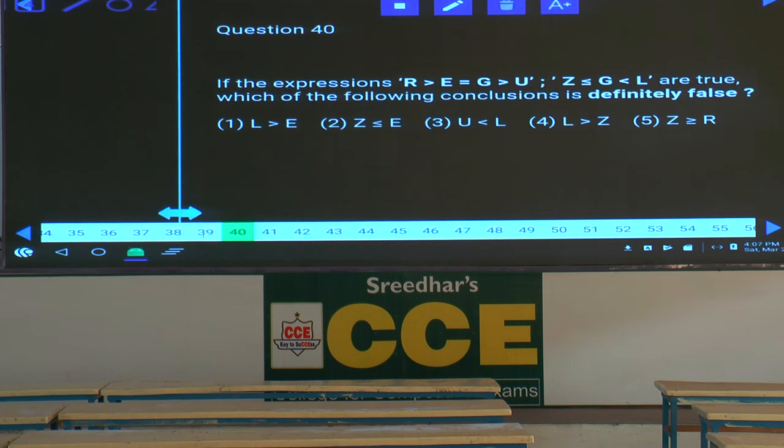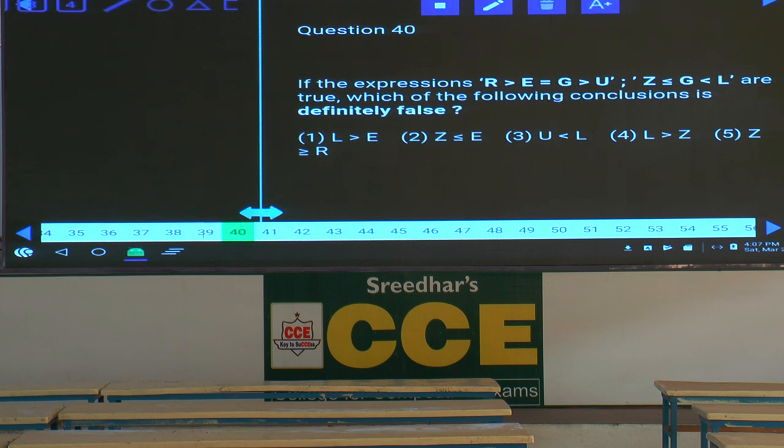Then question number 40. Now 40th, which of the following statements is definitely false? L and E. Now L and E, E equals G, G lesser than L. That means L greater than E is definitely true. Are you following this or not? L equals G. Now in the place of G, L equals E equals G. In the place of E, G I can take as E. E lesser than L means L greater than E is definitely true. Here the question is definitely false. First one cannot be your answer.